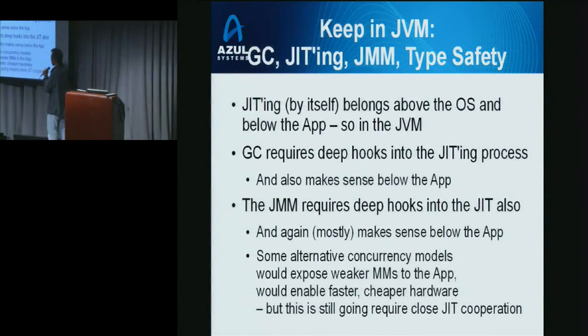These things kind of all are tied together in an intricate way, and I think that sort of defines what a JVM is. Some of the alternative concurrency models being exposed by the new programming models people are looking at might enable faster, cheaper hardware with weaker memory models. But in order to do that, you're still going to need close JIT cooperation, which keeps it within the JVM.